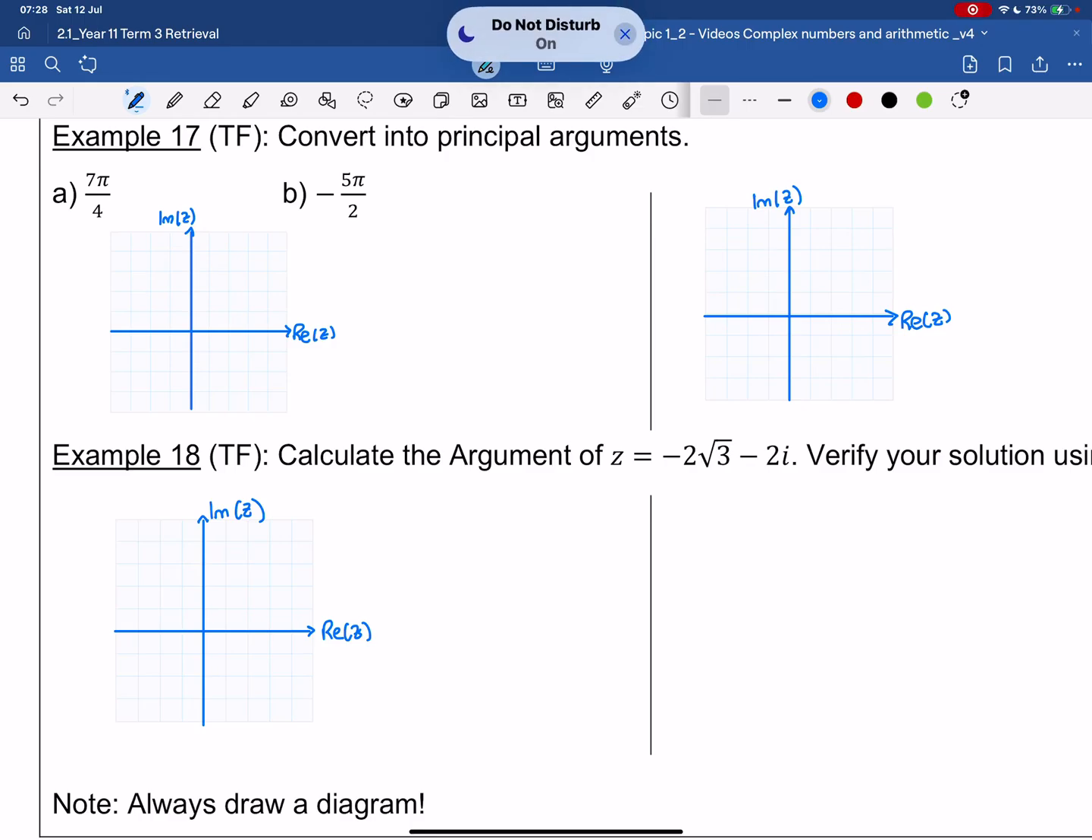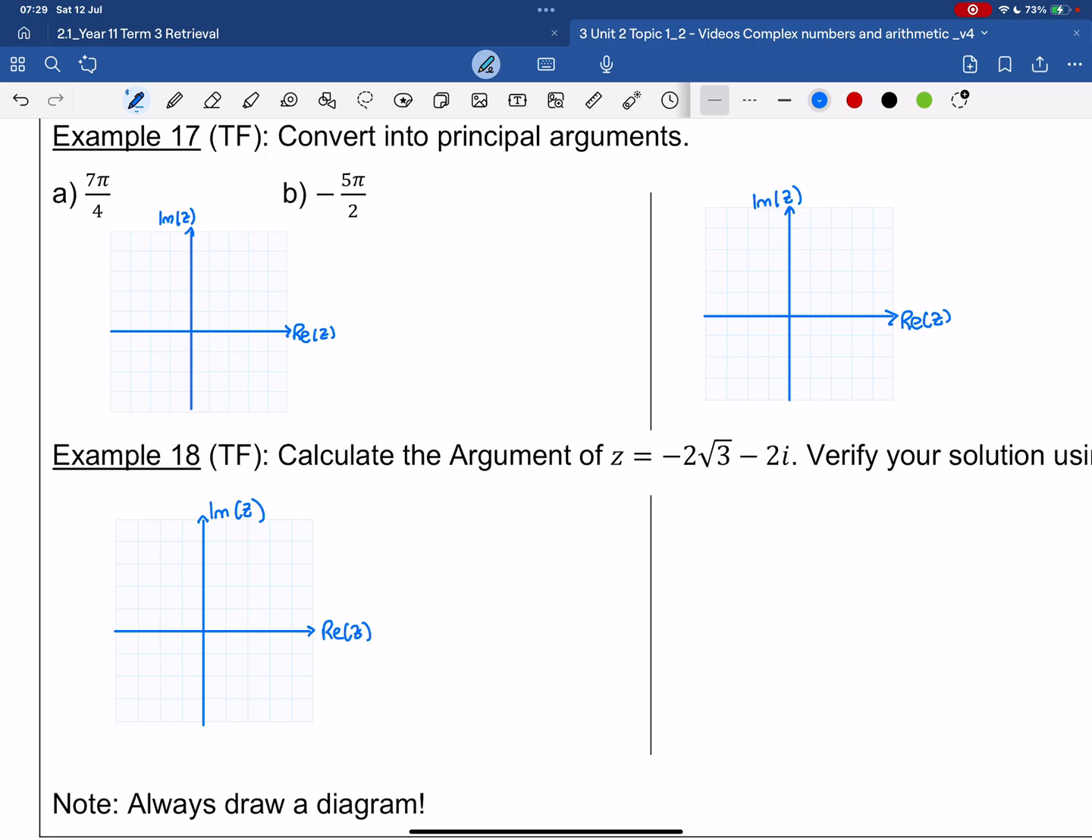So a principal argument is the location or the angle that your complex number is acting at with reference to your x-axis or your real axis. And we call it the principal argument so that we know there is only a single value, because of course with your unit circle the wheels on the bus go round and round, so there are multiple values or factors of 2 pi that a complex number could be acting at.